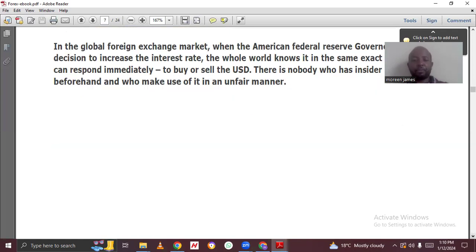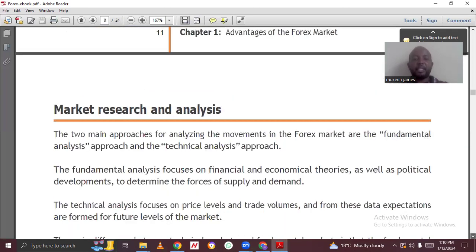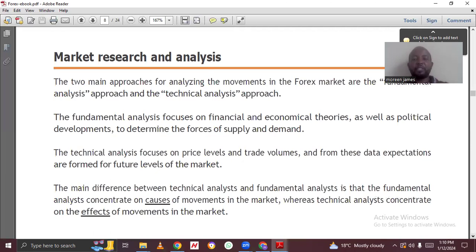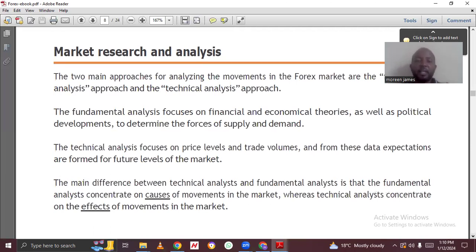Good. Market research and analysis. The two main approaches for analyzing the movements in the forex market are the fundamental analysis, which is a very important approach, and the technical analysis approach. The fundamental analysis focuses on financial and economic theories as well as political developments to determine the forces of demand and supply. While the technical analysis focuses on price levels and trade volumes, and from this data expectations are formed for future events. So basically technical is a way of charting, while fundamental is more or less financial and economic theories as well as political developments.